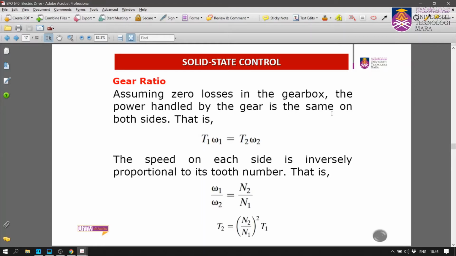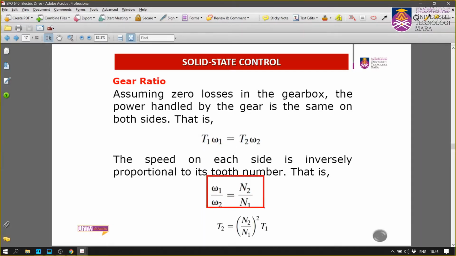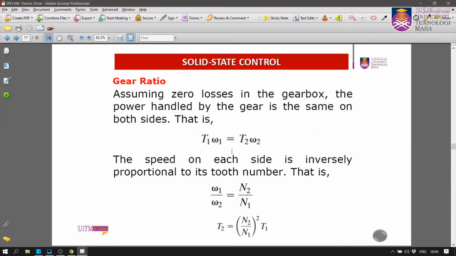So power equals omega torque. Therefore, omega 1 torque 1 equals omega 2 torque 2. The speed on each side is inversely proportional. If you look closely, you can actually trace and get that equation: omega 1 over omega 2 equals N2 divided by N1. So you can use the power equation. And you have that equation here, T2 equals N2 over N1.